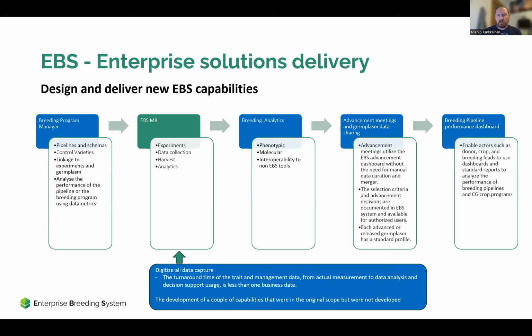There were also some outtakes from the original EBS scope for various reasons, and those capabilities we would like to develop, like Trade Data Manager, Trade Manager, for example, and integration experiments. Those outtakes from original scope would be part of our future implementation. But then completely new capabilities. In the beginning of the process, Breeding Program Manager.